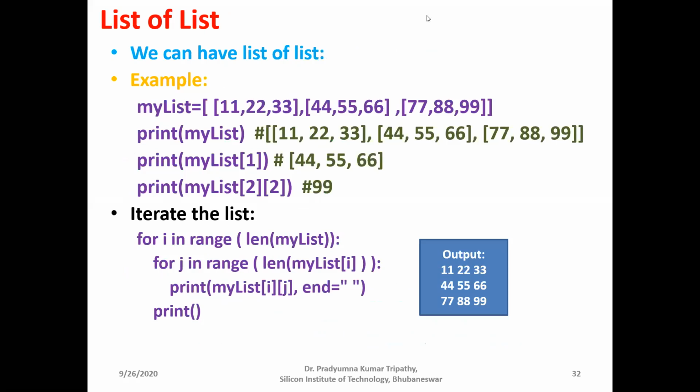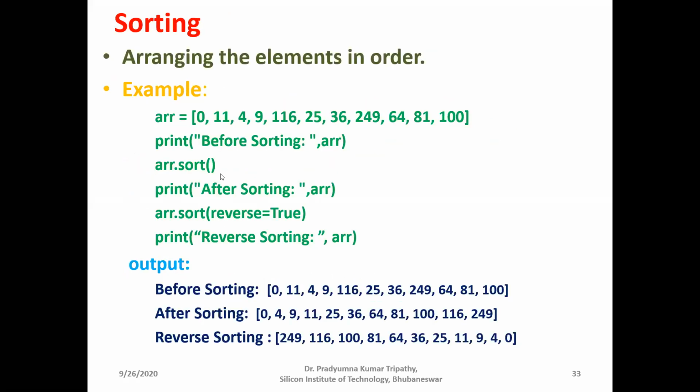So sorting, I have already told you that I can go for sort or reverse. This slide I have already told you. This is the array and I just apply the sort function. It sorts in ascending order, but the moment I write reverse equals true, it prints it in reverse order, correct?